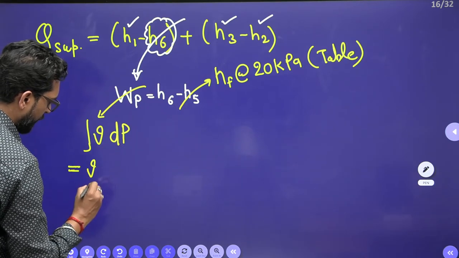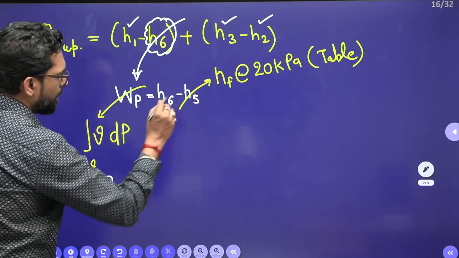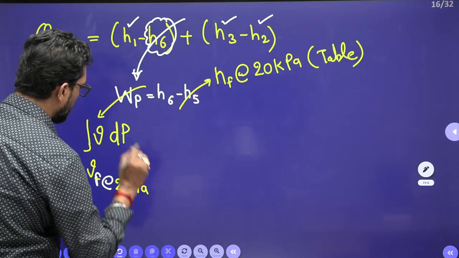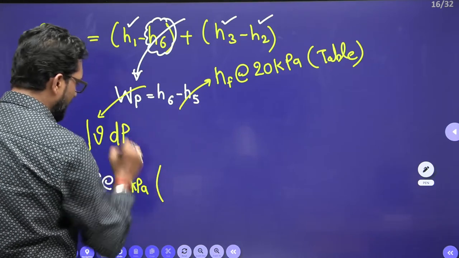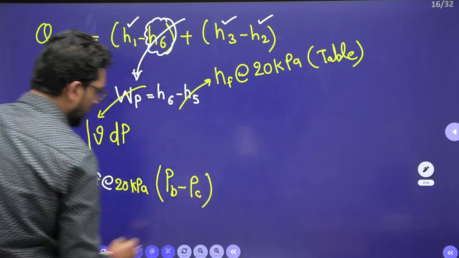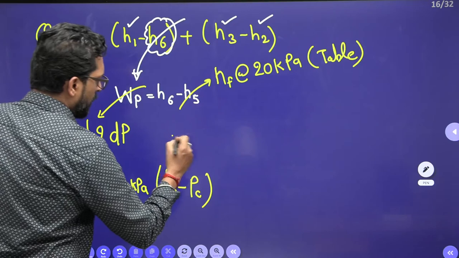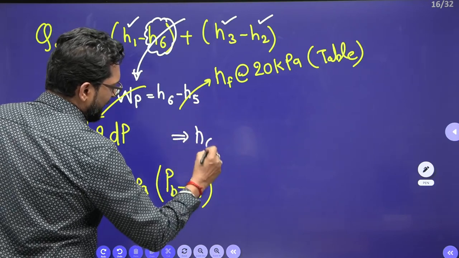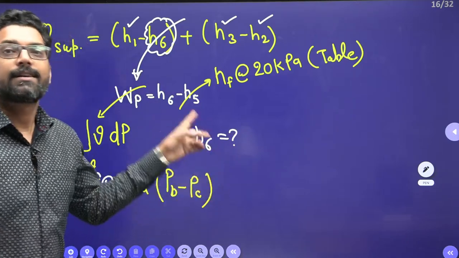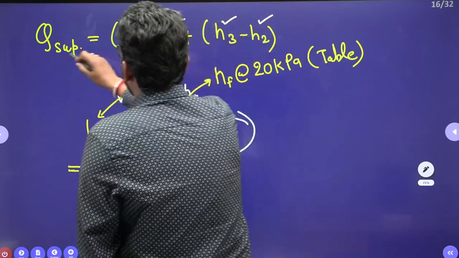That means this is your V at F. At which pressure? 20 kilopascal. So you have this one from the table. Into the pressure, which is boiler pressure minus condenser pressure. So accordingly, we have to calculate H6. We can easily calculate H6. Once you calculate H6, beta, you can easily find the heat supply.